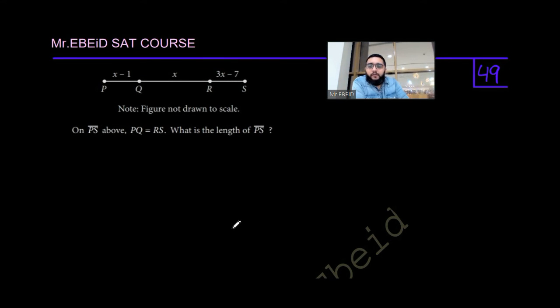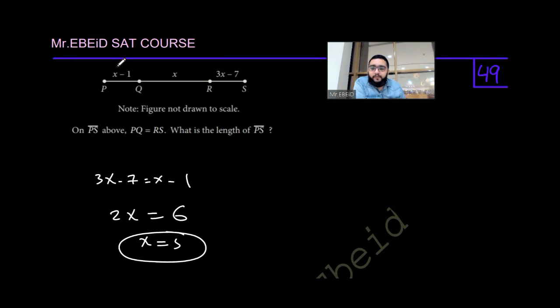Question 49. On line segment PS above, PQ equals RS. So we have PQ equals RS, meaning 3x minus 7 equals x minus 1. What is the length of PS? All of the line. So first you have to find the value of x. So 2x equals negative 1 plus 7, which equals 6. It means x equals 3. So it will be 3 minus 1, which equals 2. This part equals 2, and RS equals 2. And x equals 3. Find their sum: 2 plus 3 plus 2, which equals 7.